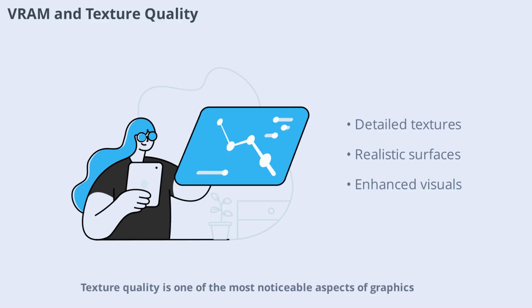Texture quality is one of the most noticeable aspects of graphics, and VRAM plays a big role here. High-quality textures require more memory to store, so having more VRAM allows your GPU to display detailed surfaces and objects. This makes environments look more realistic and enhances the overall visual experience.